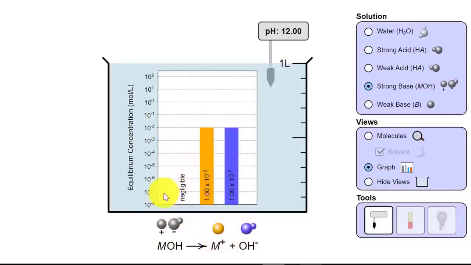Look at the strong base. It's completely dissociated in water to make that OH-. So that's the difference between strong base or acid versus weak base or acid. A strong base or acid completely dissociates, whereas a weak base or acid partially, and I mean partially, a very small amount of it will dissociate in the solvent. In this case, it's water.